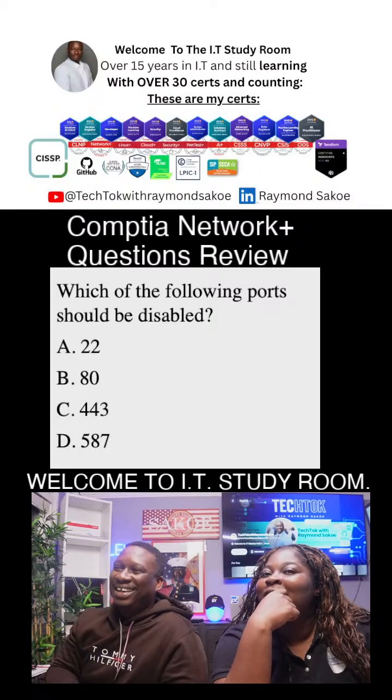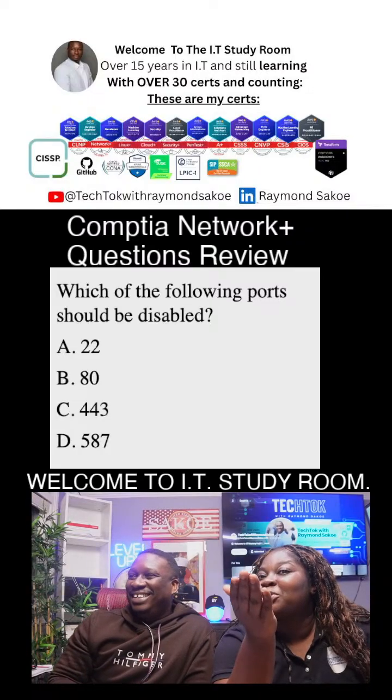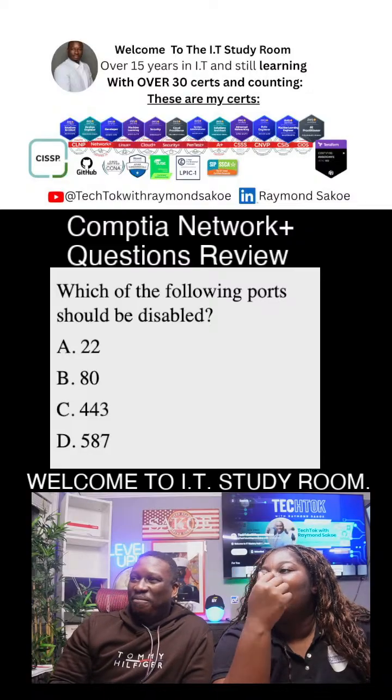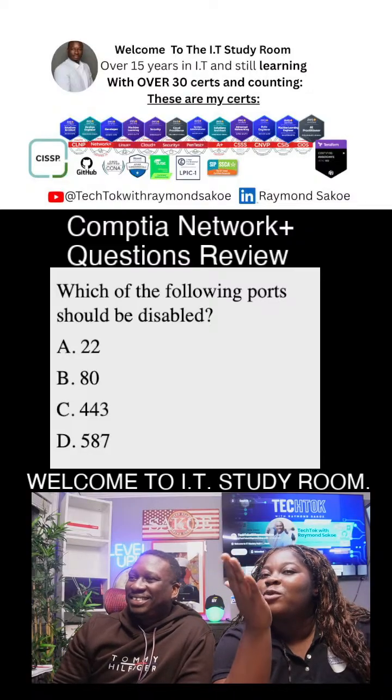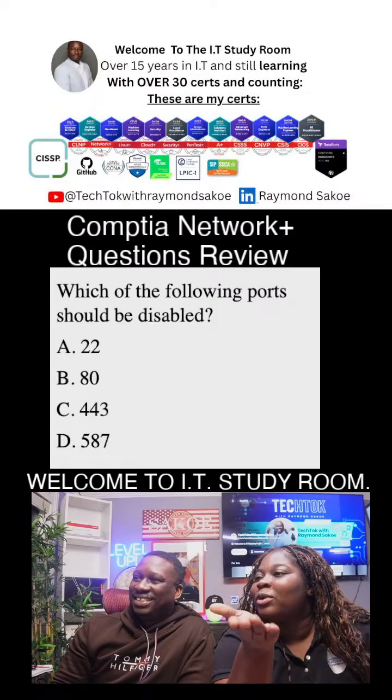The debate is going on, but the answer is not 22. The answer is B, 80. The verbiage is, if it was unsecure and disabled, what would the port answer be?